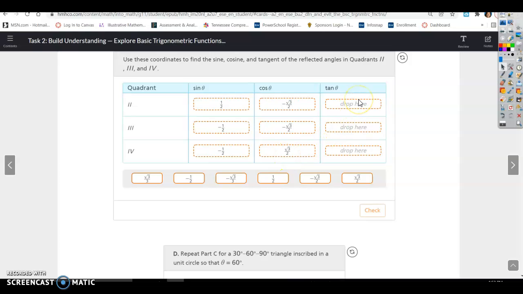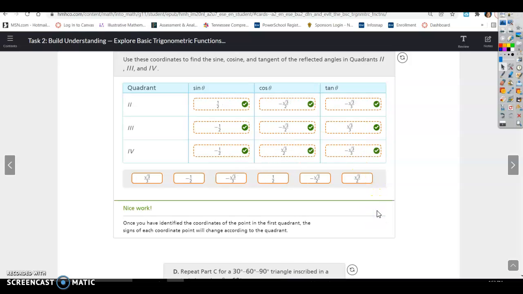All right, tangent is going to be opposite over adjacent. So tangent here, we're going to have a negative square root of 3 over 3. And I can look at the signs here. Basically, a positive times a negative is a negative. Negative, negative becomes a positive. So I'm going to have a positive square root of 3 over 3. And then I'm going to have a negative. And that should be correct.